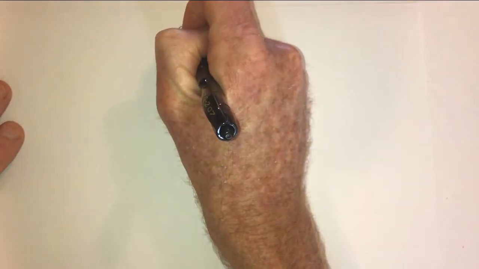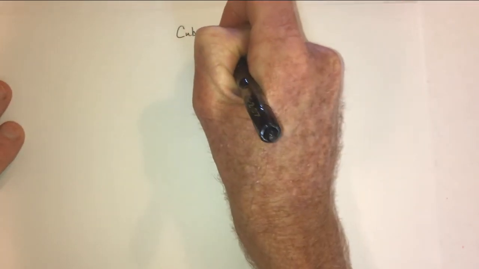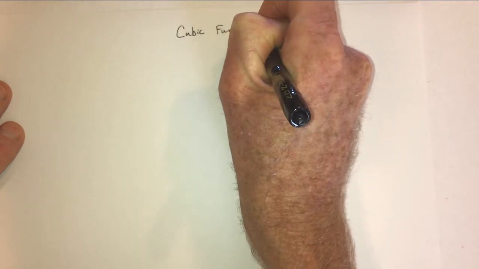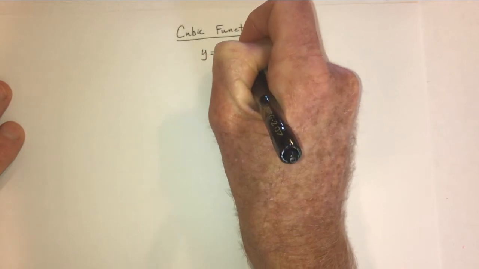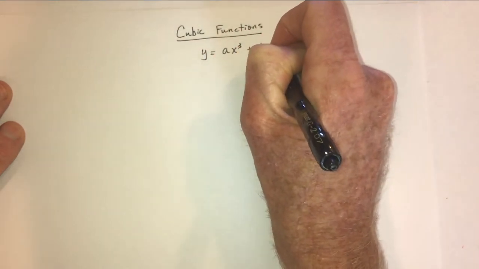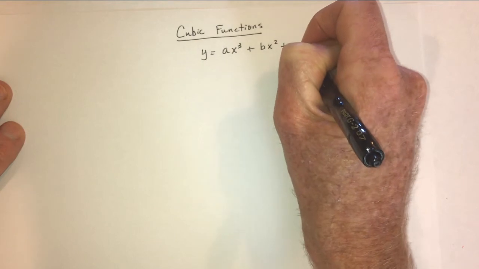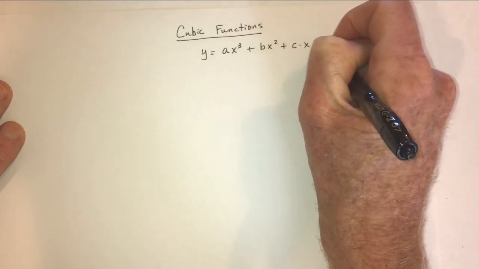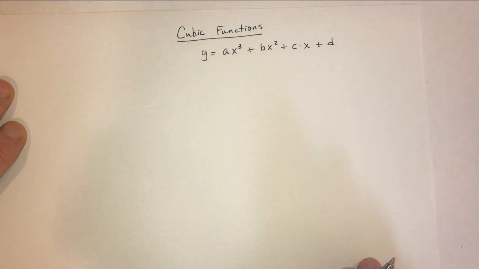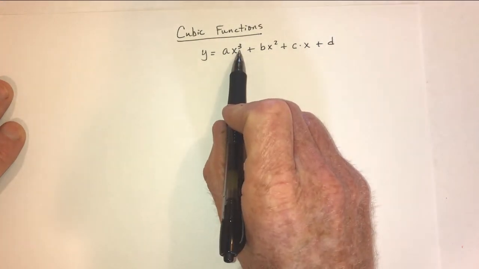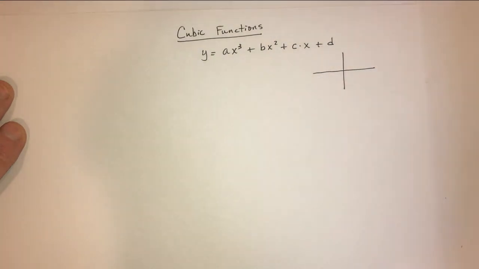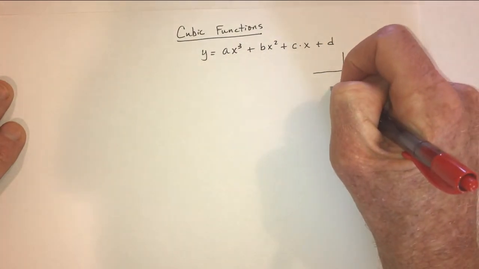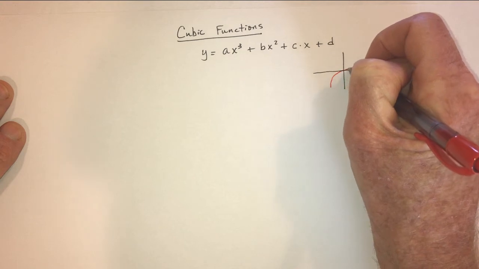Then, cubic functions. So in general, it has x cubed. It might have also x squared. It might also have something times x. Might even have an extra number at the end. But this is what's controlling the shape of the graph. And the shape is what some people call an S-curve. It goes like this.